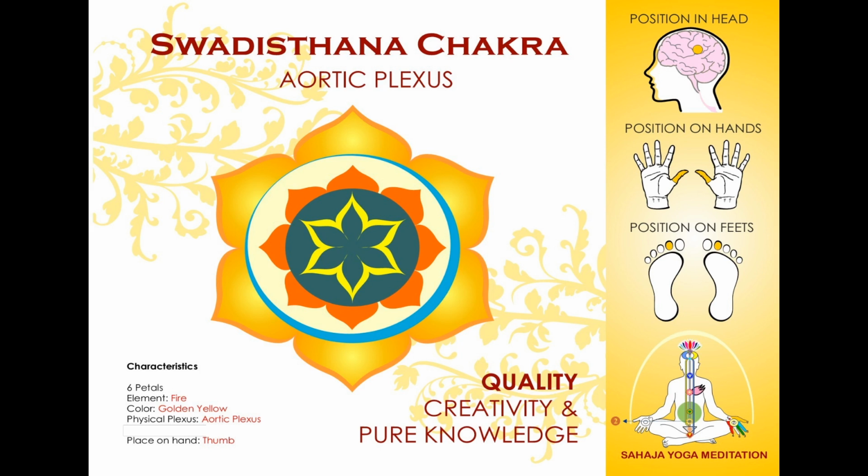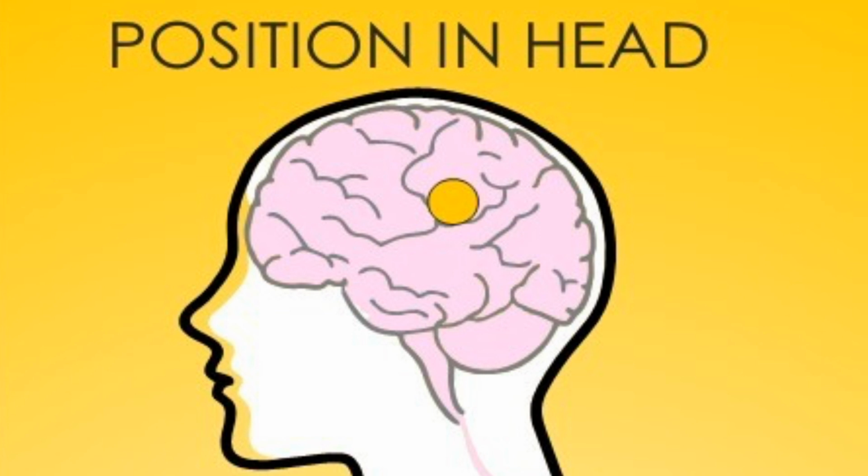Now let us see how the Swadhisthana Chakra is projected all over our body. On the head, you can see the yellow dot there, which is the Swadhisthana Chakra. It is actually above the ear and behind the ear. In front of the ear is the temple region, which is another energy center, but the Swadhisthana is above and behind the ear.